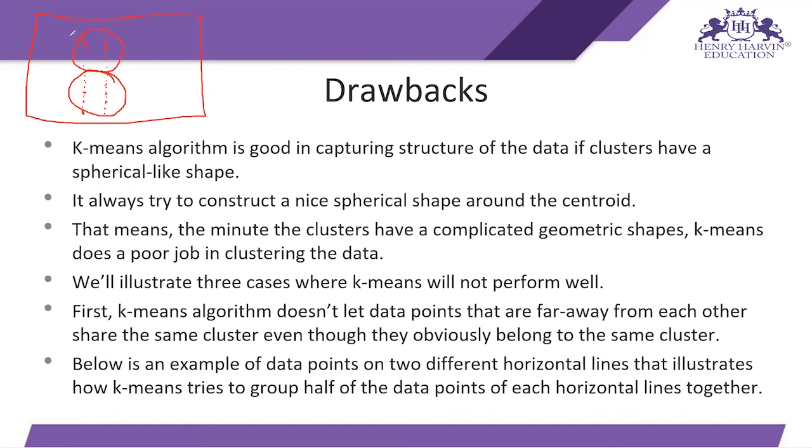Which is wrong. We know that these two clusters are not correct. What we actually want is an algorithm which says that this single line is one cluster and this other single line is another cluster. That's what this example is telling us: the data points on two different horizontal lines illustrate how k-means tries to group half of the data points of each horizontal line together.